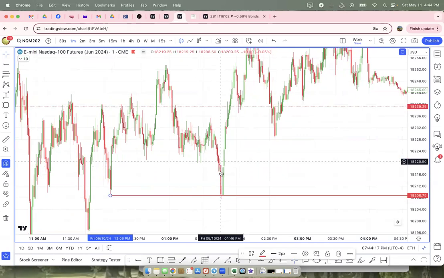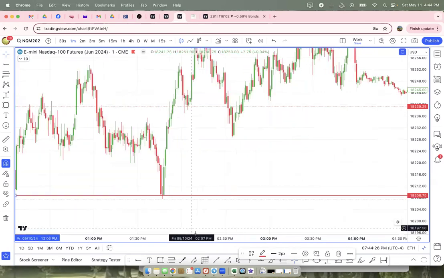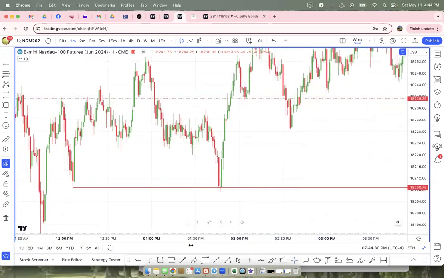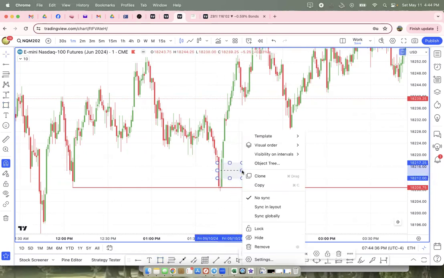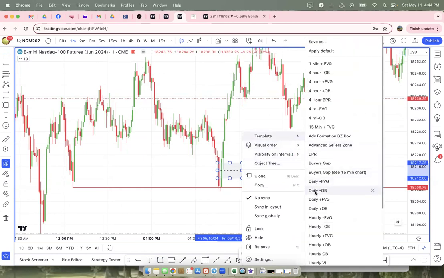When you see these big displacement candles going down, and then you see price turn around and go up, then when it has the audacity to invalidate a bearish BPR, you have an inversion fair value gap.